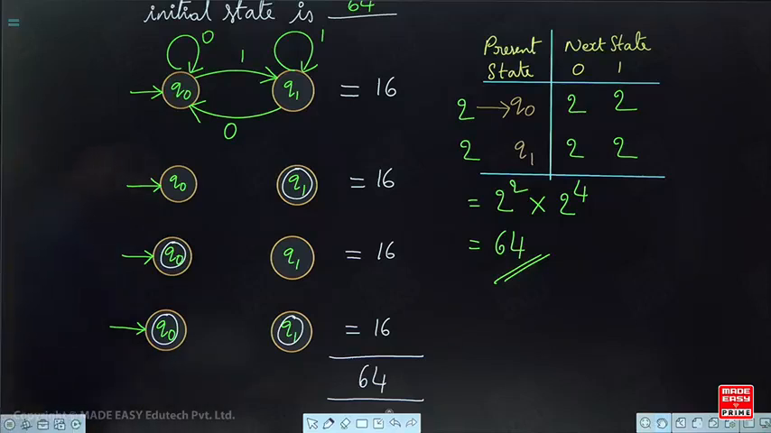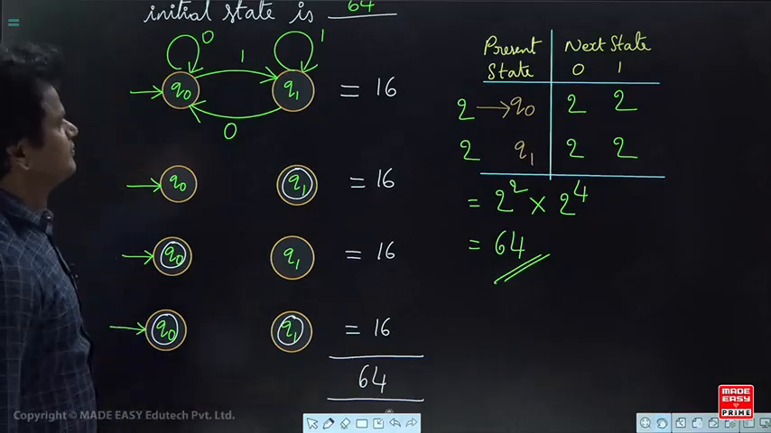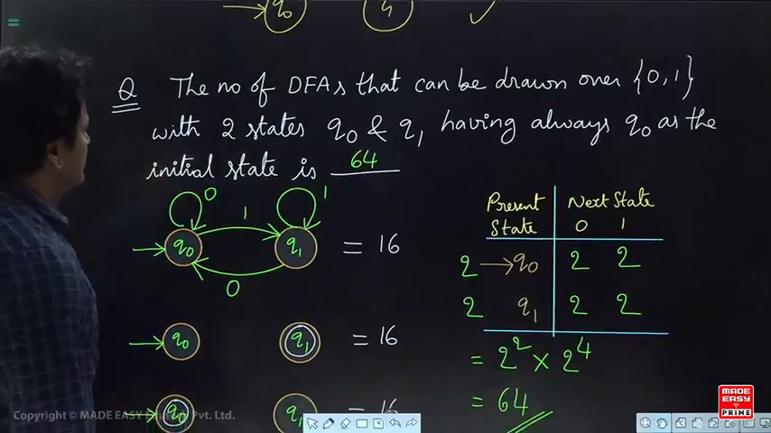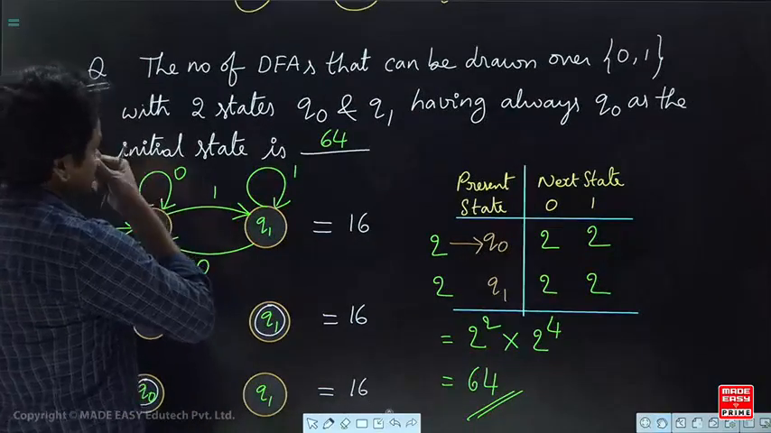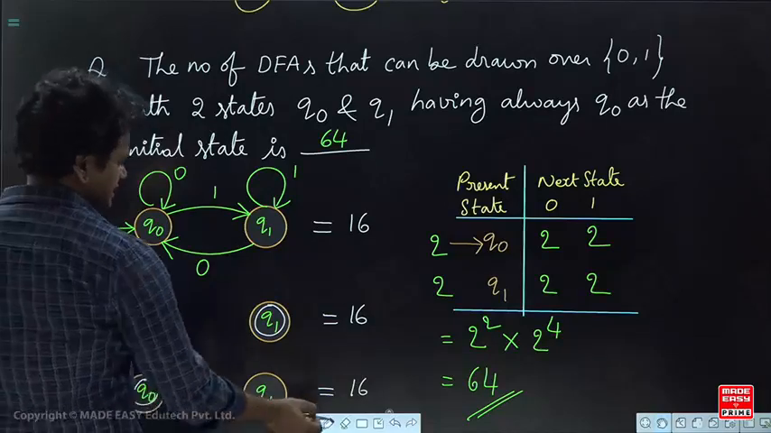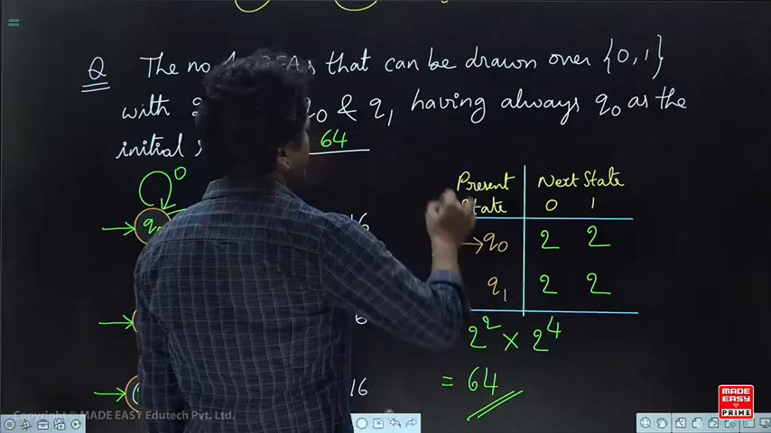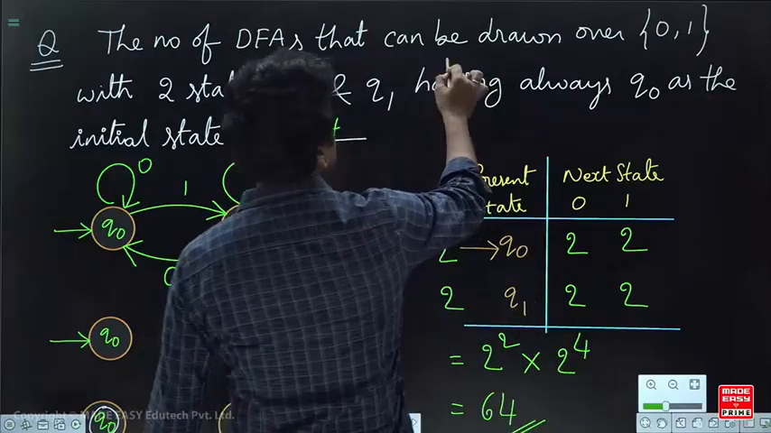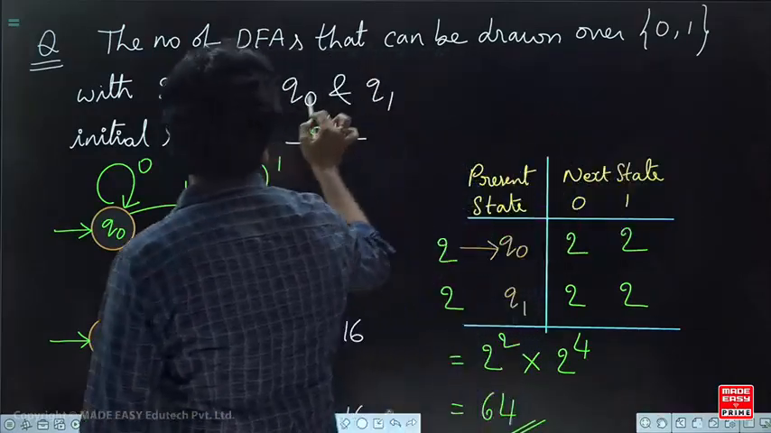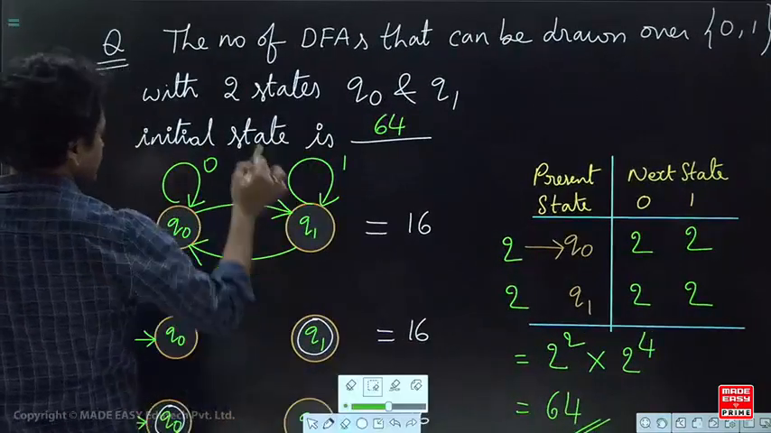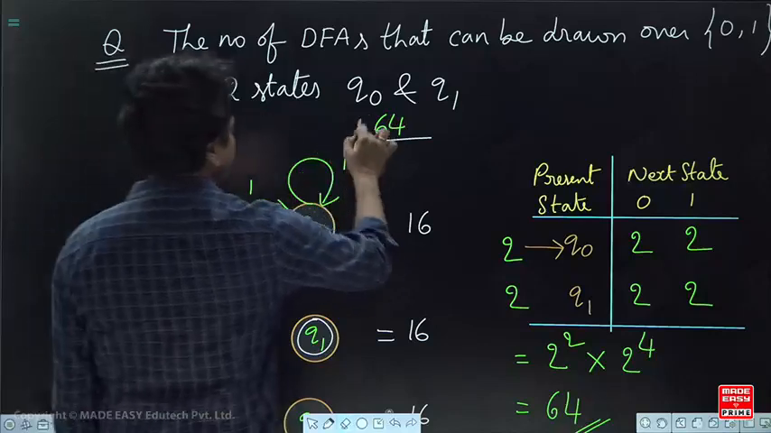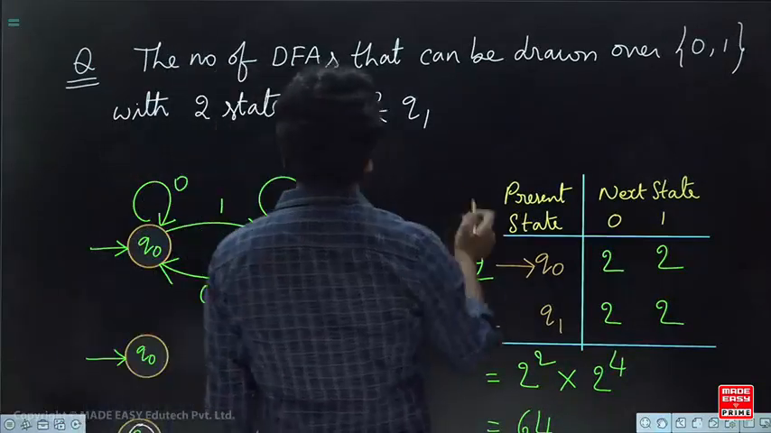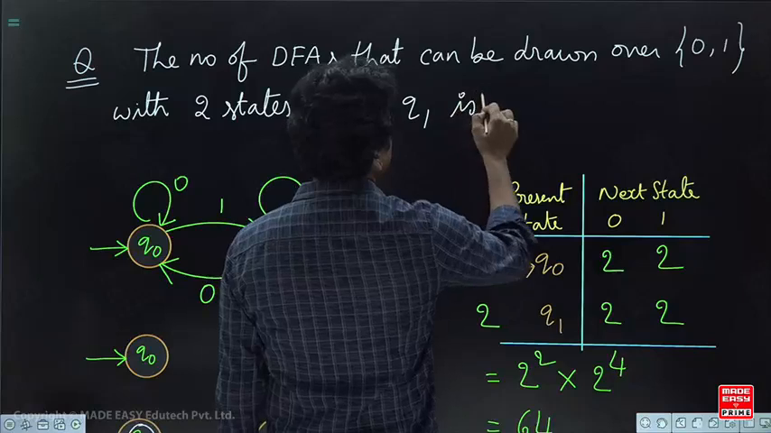Okay, I do a small change in the question. Guys, in this question, the number of DFAs that can be drawn over set {0, 1} with two states Q0 and Q1 having always Q0 as the initial state is... If I delete this part, 'always Q0 as initial', then the number of DFAs that can be drawn over set {0, 1} with two states Q0 and Q1 is dash.